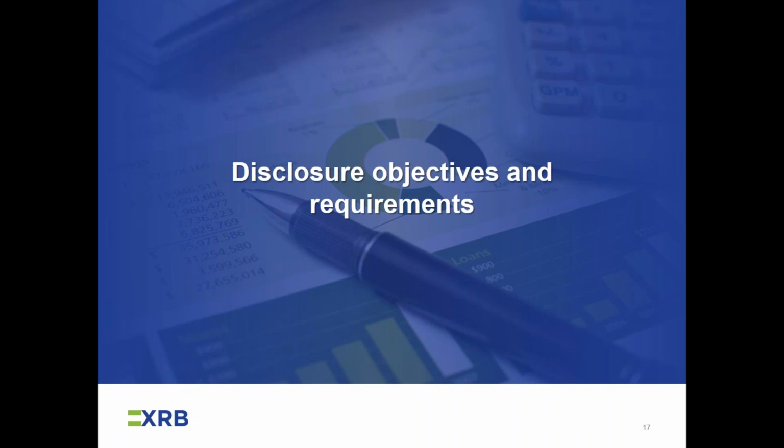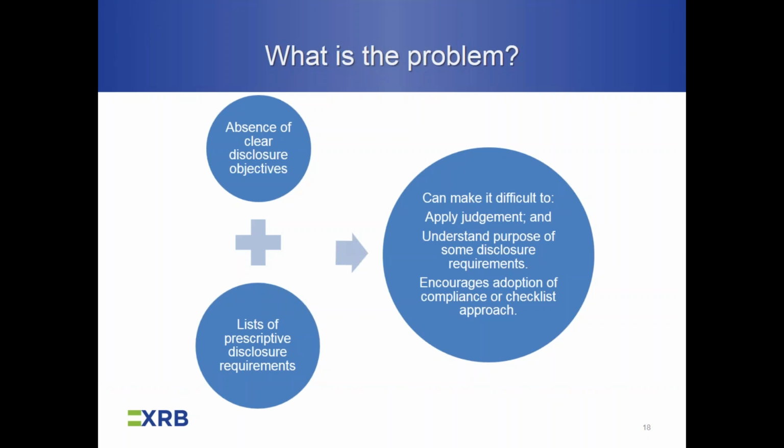Sections 7 to 8 of the DP contain proposals on principles to improve disclosure objectives and requirements in IFRS standards. So, what is the problem? The DP acknowledges entities need to exercise judgments about what information to communicate to the primary users of their financial statements. The feedback the IASB has received through previous outreach suggests that IFRS standards make applying judgment hard because some standards lack clear disclosure objectives, making the purpose of some disclosure requirements unclear.